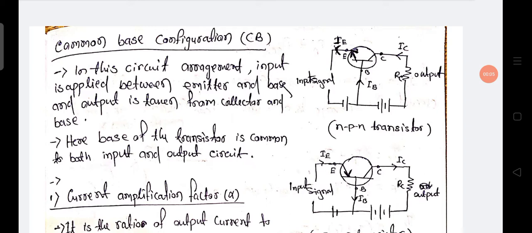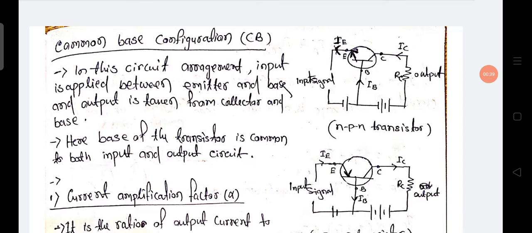Okay. Today we are going to start the types of transistor configuration. We discussed that there are three types of connection or configuration of a transistor. One is common base configuration, one is common collector configuration, and one is common emitter configuration. First of all, let us start with common base configuration.